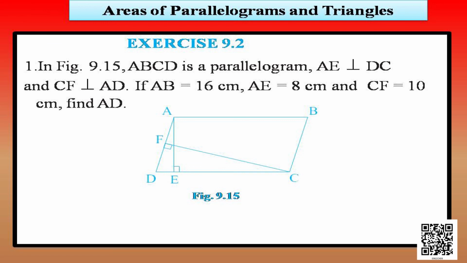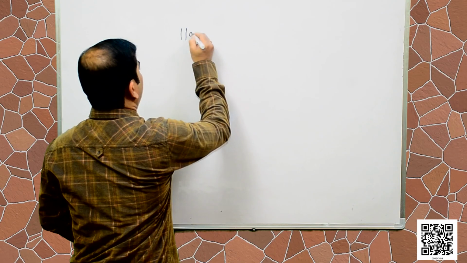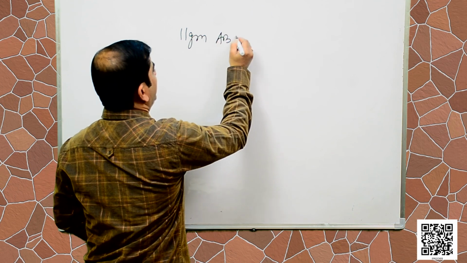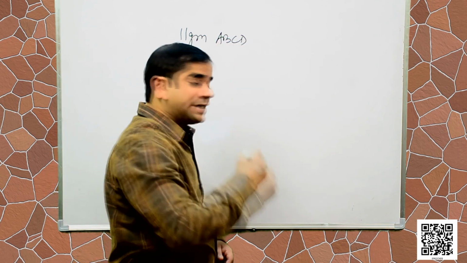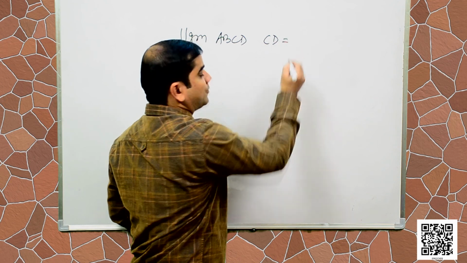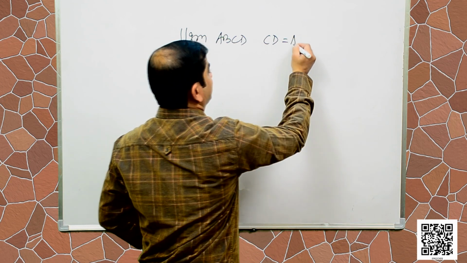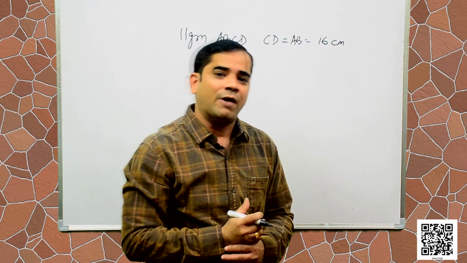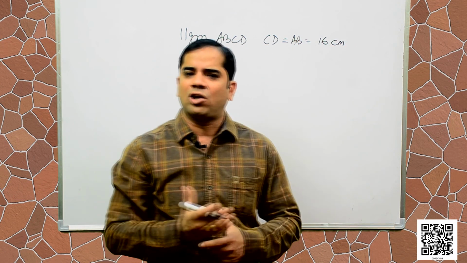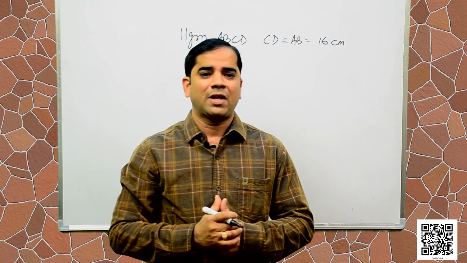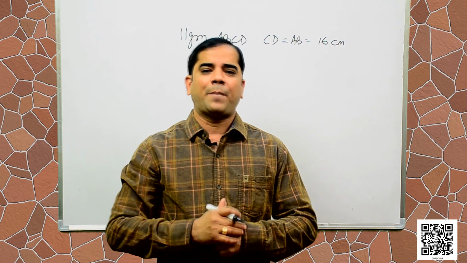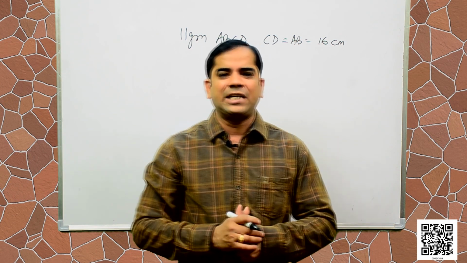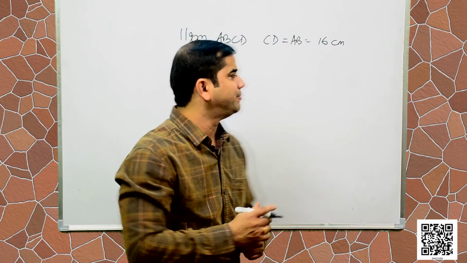In parallelogram ABCD, CD is equal to AB is equal to 16 centimeter. Fine. Why? Because opposite sides of a parallelogram are equal. Okay. And we know that area of a parallelogram is equal to base into corresponding altitude.